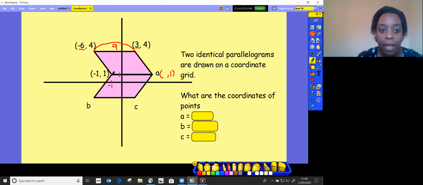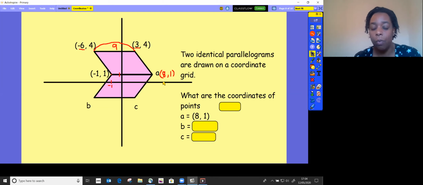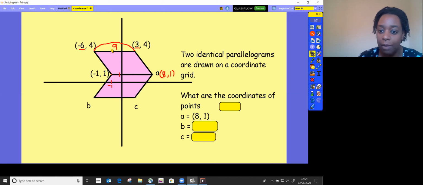Okay, so now if I go back to this point, so if this point was -1, if I add that jump of 9, that gets me to 8. So let's just double check that over here. Perfect. So 8, 1. That A coordinate is 8, 1, because I used the fact that it was 9 long above there. I could work that out. So now let's have a look if we can work out B and C.